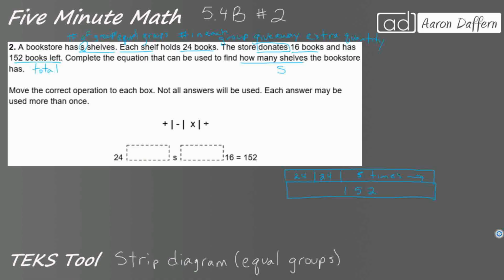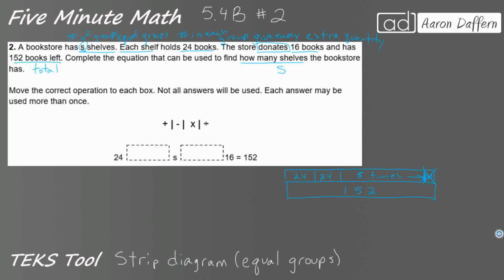So I get all of my sets of 24, and then I get not really my 152, because then I have to do something with the 16. Well, I'm not adding that 16. I'm actually taking that 16 away. So I'm going to put a 16 right there. I'm going to put an X through it. That means after I figure out how many shelves I've got, I'm going to take away 16, right? And that's going to get me that 152.